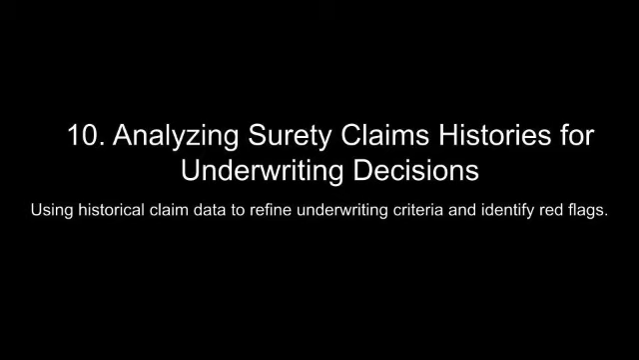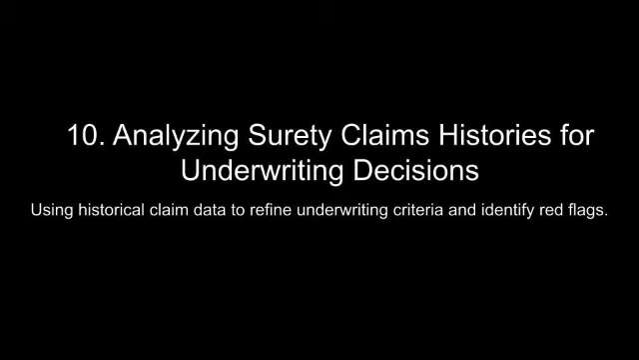Contemporary debates focus on ethical considerations and regulatory compliance. The use of big data analytics raises concerns about privacy and potential discrimination. For example, using personal data like credit scores or social media activity in underwriting may inadvertently lead to unfair treatment of certain groups. Regulatory bodies, such as the National Association of Insurance Commissioners, NAIC, in the United States, provide guidelines to prevent discriminatory practices, emphasizing the need for transparency and fairness in underwriting.